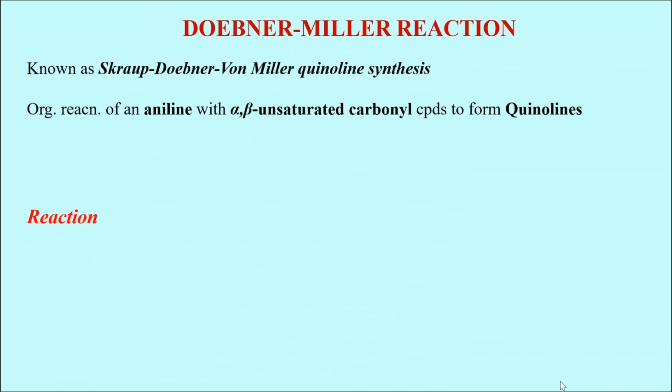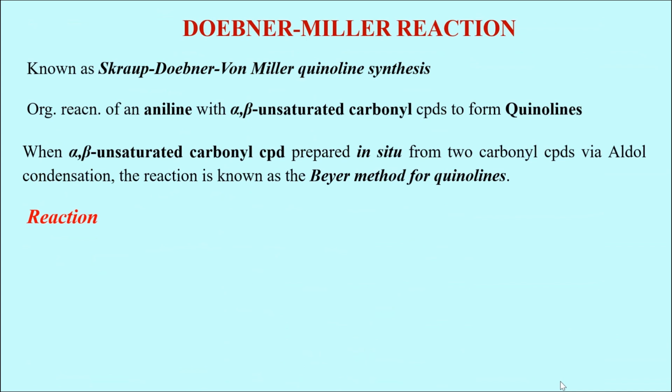What is this Skraup-Doebner-von Miller reaction? This is an organic reaction in which an aniline reacts with alpha beta unsaturated carbonyl compound to form quinolines. If the alpha beta unsaturated compound is prepared in situ by aldol condensation of two carbonyl compounds, then it is named as Bayer's method for quinoline synthesis.